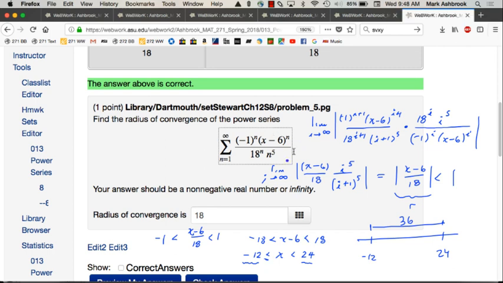So we would include it. I did that fast, but if you were to plug in negative 12 and simplify this, all this would go away. If you plug in 24, you get negative 1 to the n over n to the 5th, because those two go away. Convergent? Yes. So in this case, both endpoints still make this thing converge, so we would include both negative 12 and 24 in our values of x that make it converge.